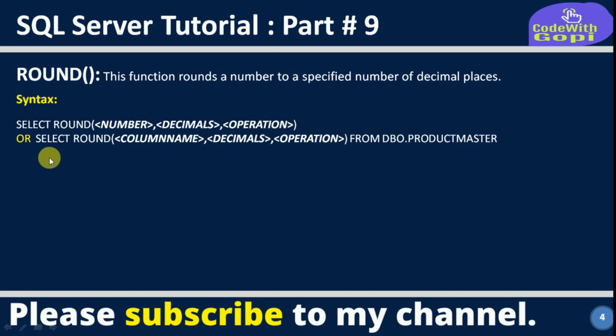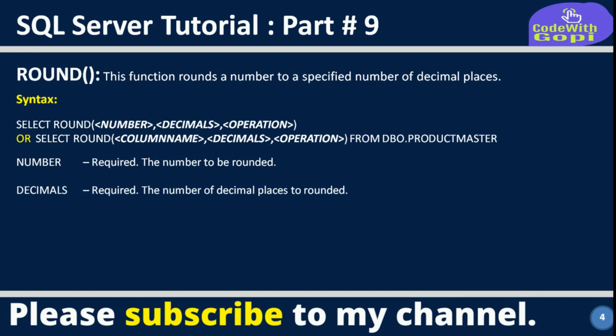If you are using it with a table column, at that time we have to use this query. Select round, we have to provide the table column name and how many decimals we want to round off. That we have to provide here. The operation is an optional parameter, and we have to provide the table name here. The number is a mandatory field, and decimals is also a mandatory field. So how many places we want to round off that number, we have to use the number here.